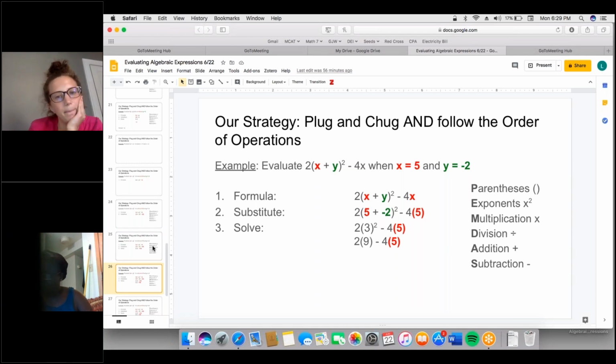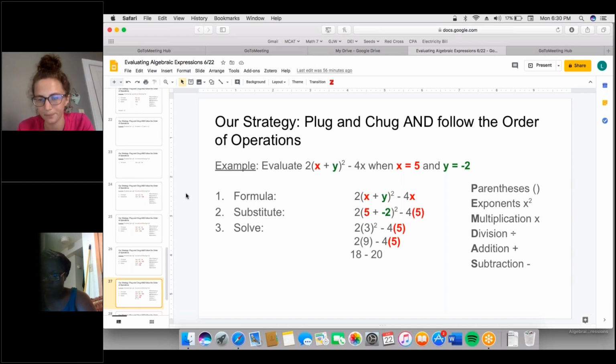What's my next step? Multiplication. So I get 18 there. What am I going to get when I do 4 times 5? 20. And I'll do all that multiplication before I do that subtraction step. So I'll do that in one step. And now I only have one operation left. I have 18 minus 20. What am I going to get? -2. Awesome, -2.